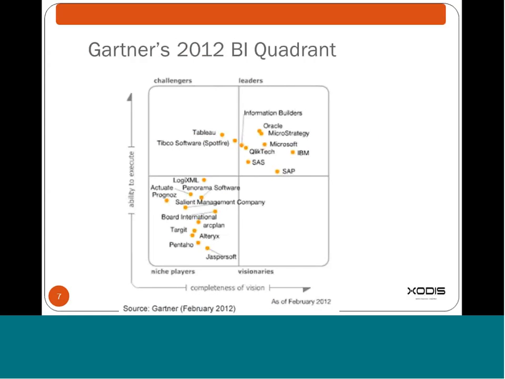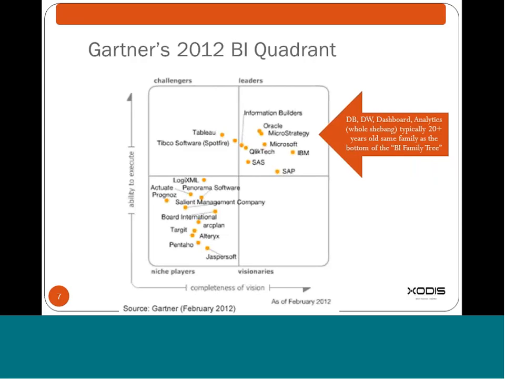The most recent Magic Quadrant from Gartner is from 2012, and you'll see in the upper right, where everybody wants to be, IBM, Oracle, SAP. They acquired all the players, Business Objects, Cognos, and all the major players from the 80s and 90s, and they're still there. SAS has been around forever. They're actually about as old as my product.